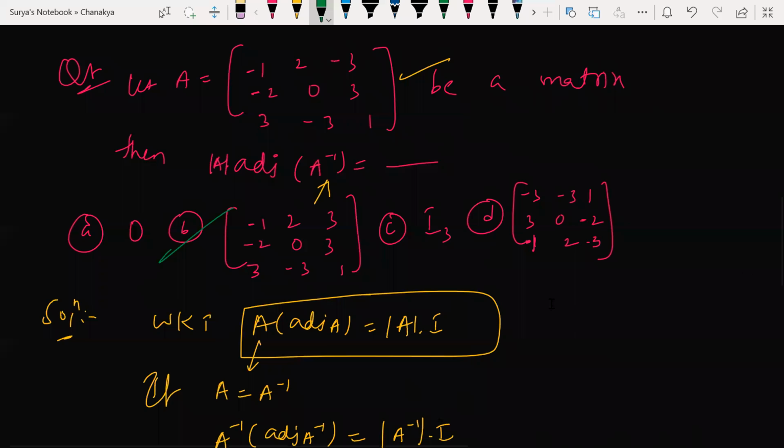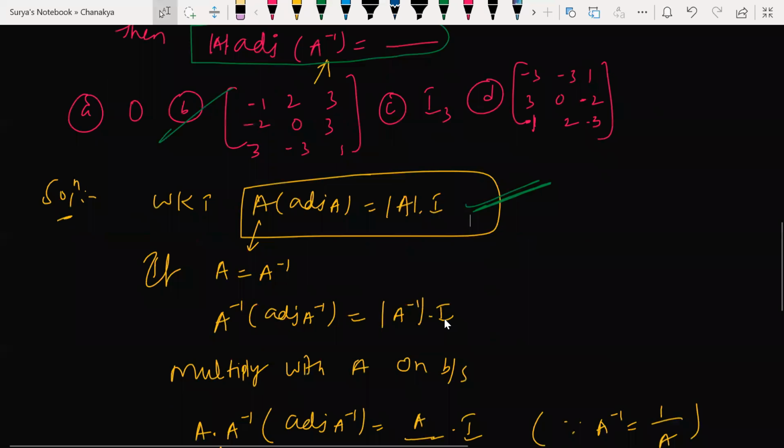So all I did here, beta, see here, he is asking us to find out the value of this. So for finding that, I'm applying this property. Look at this, A is equal to A inverse. In place of A, I'm writing A inverse. So A inverse into adjoint of A inverse is equal to determinant of A, which can be written as determinant of A inverse, since I took A as A inverse. So I as it is, I wrote here.